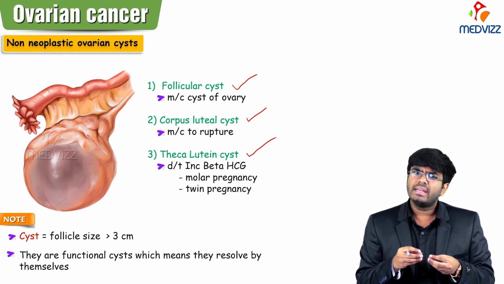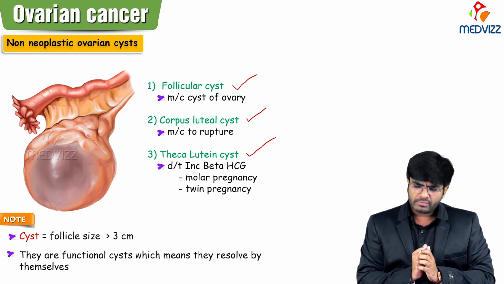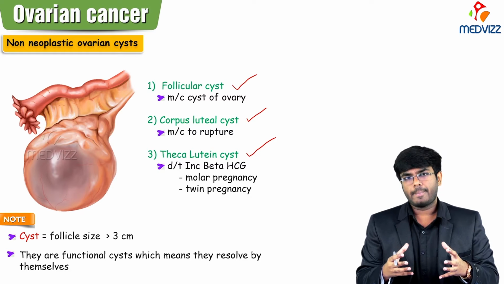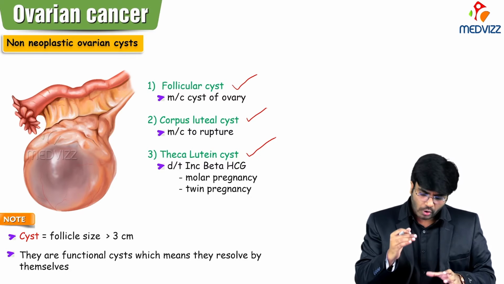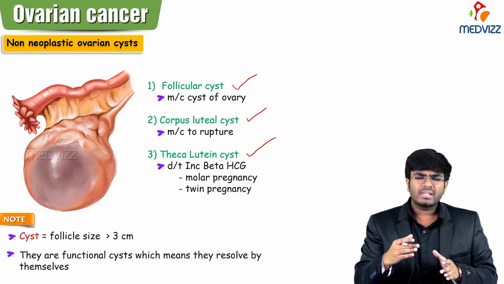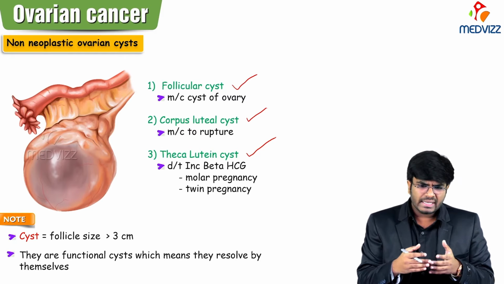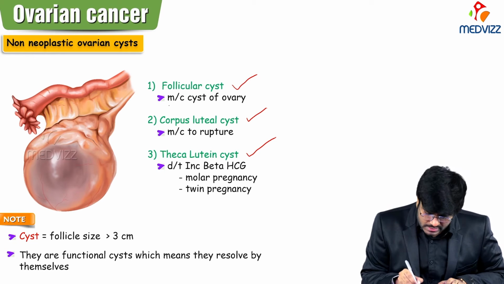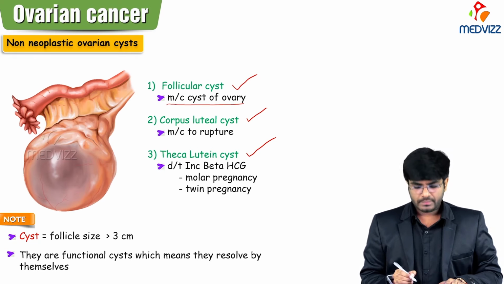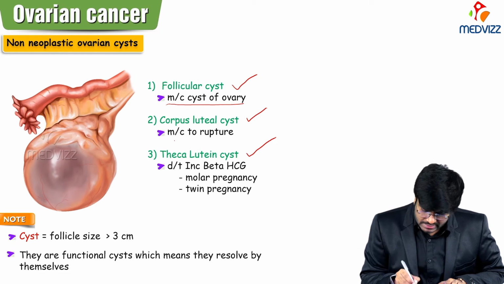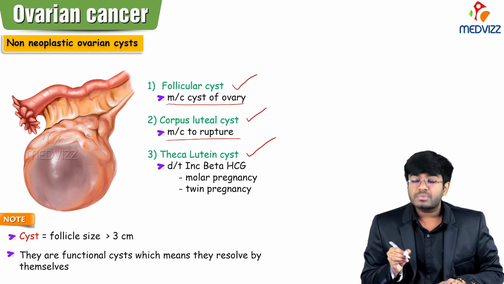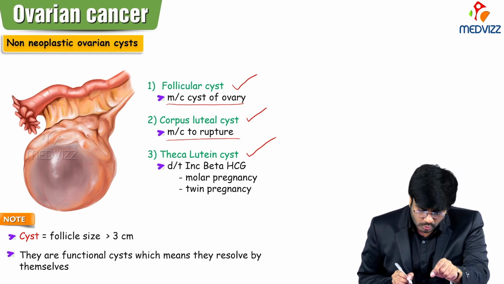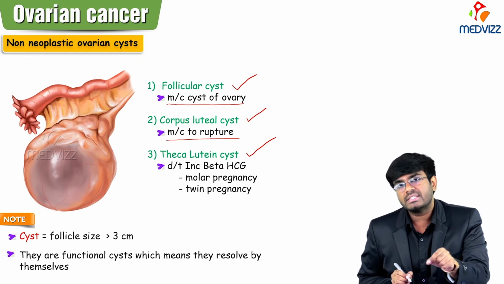Same like that, the corpus luteum should usually undergo disintegration. What if it's not disintegrating, it's forming a fluid-filled cavity? So that's a corpus luteal cyst. So what I'm trying to say is, these are not that dangerous and they can easily resolve on their own. Okay. So follicular cyst is the most common cyst of the ovary. Corpus luteal cyst is the cyst which undergoes rupture most commonly. Important MCQ: what is the ovarian cyst which undergoes rupture most commonly? It's the corpus luteal cyst.